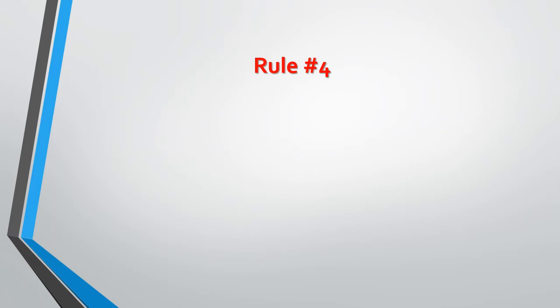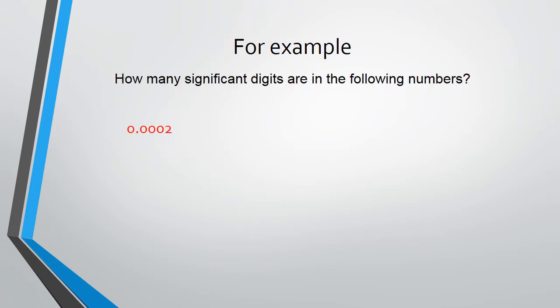Rule number 4. All zeros that act as placeholders are not significant. Another terminology is the leading 0. So in a sense, if we have examples, how many significant figures do we have here? Let me go. So we have some zeros here. Obviously, these 3 zeros are on the right side of the decimal, but here is 0. None of these zeros are considered significant figures, so the answer is 1 significant figure, which is only the number 2.